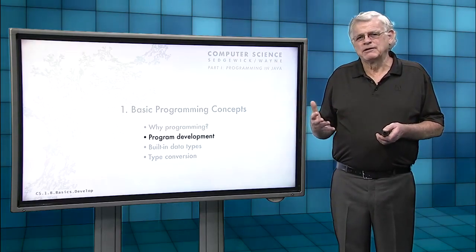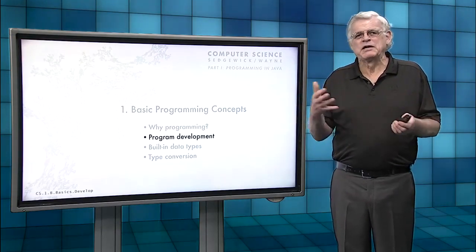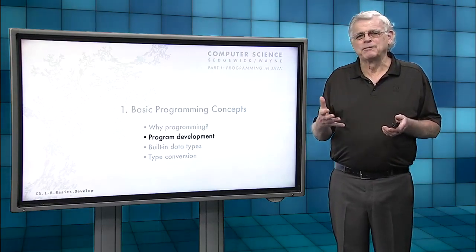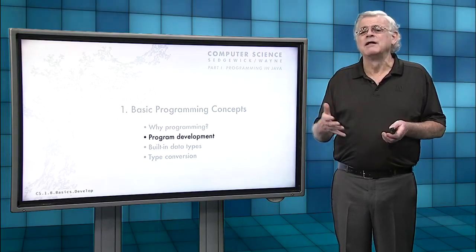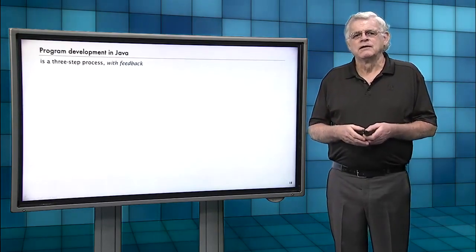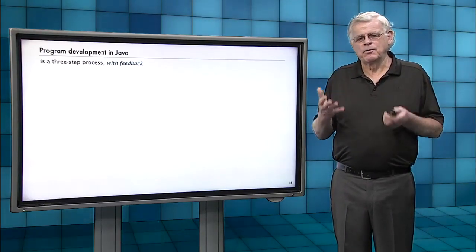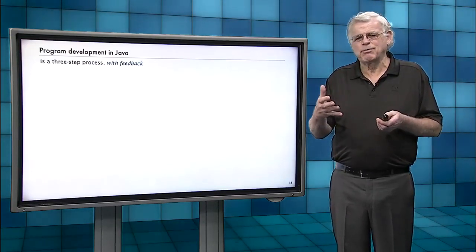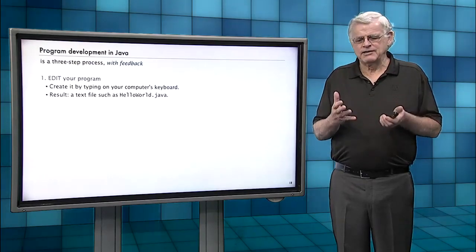And so, to answer the inevitable questions that we get about which way to develop a program is more appropriate, I want to put this in a little bit of historical context and also a little bit of understanding of the process of developing any program. So just taking a high-level view, program development in most programming languages is kind of a three-step process with some feedback. The first thing you do is edit your program.